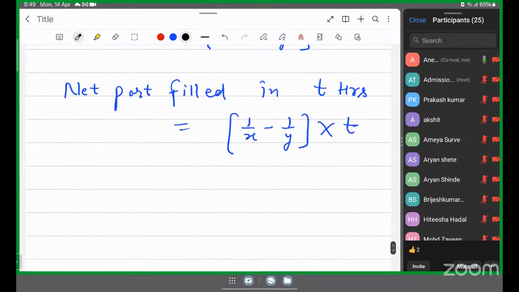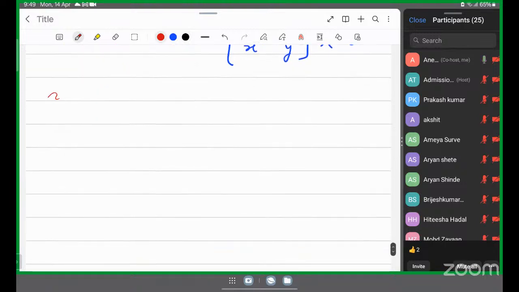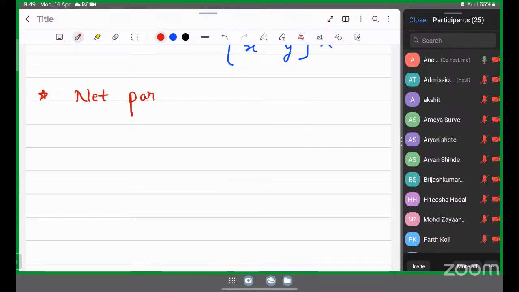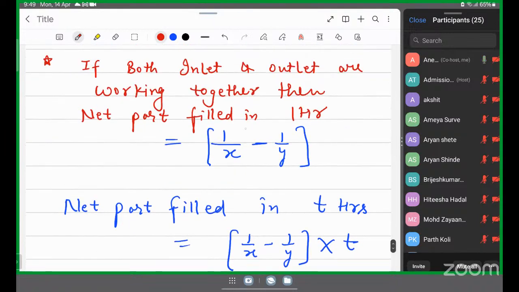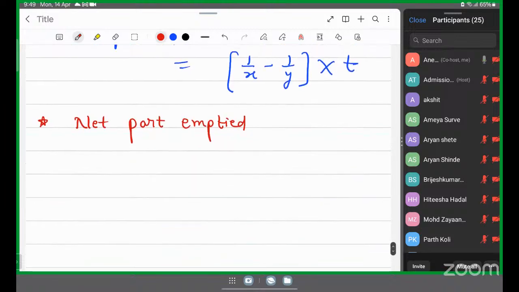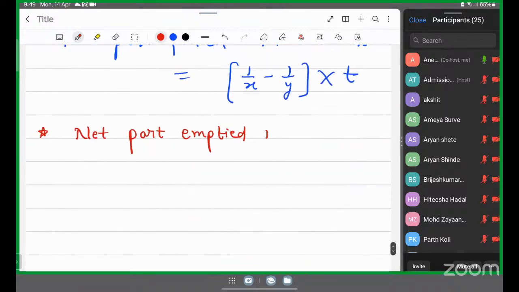Okay. Now if you want to look for net part empty, because this is a net part filled, what will be net part emptied in 1 hour? So this will be 1 by y minus 1 by x.